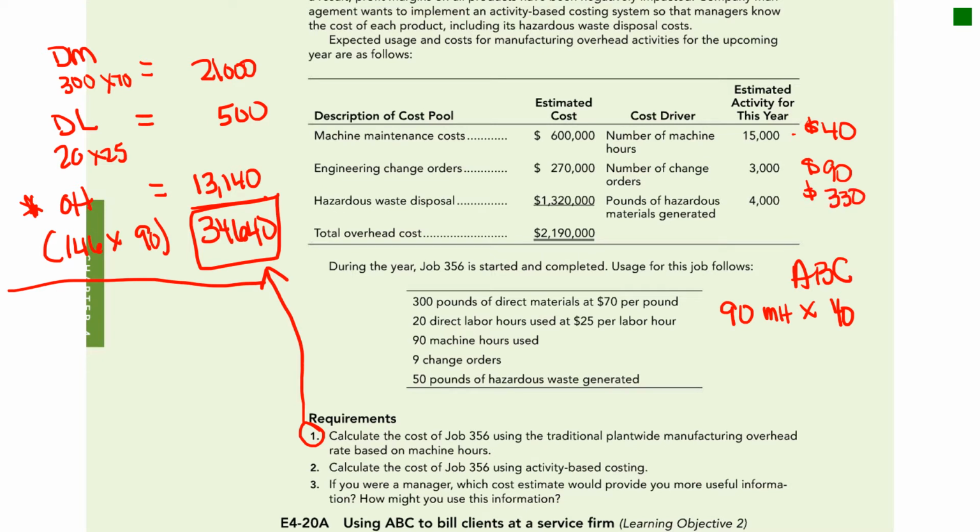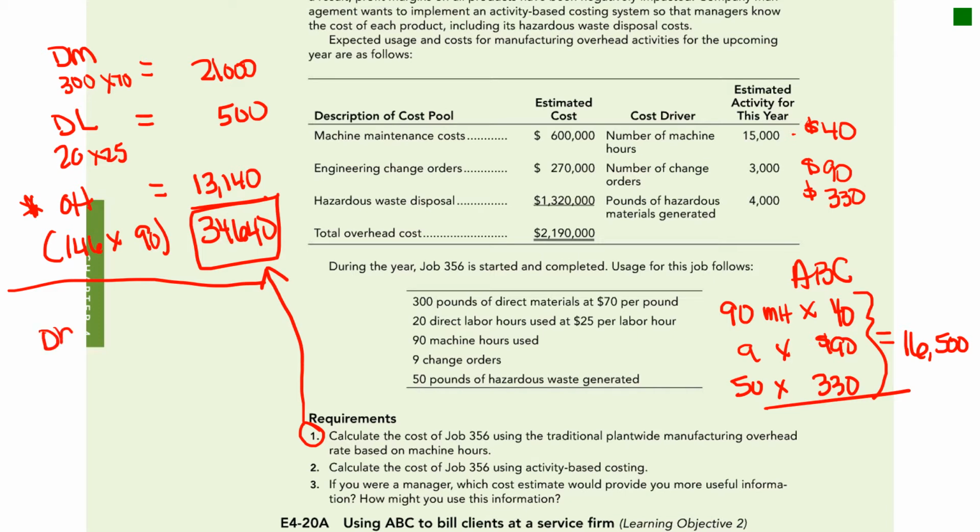So 90 times 40. For the change orders, it's 9 times the 90. And for the hazardous waste, it's 50 multiplied by 330. To save a little bit on space, you add these together. That's going to be a total of 16,500. That's going to be the overhead once you add these up.